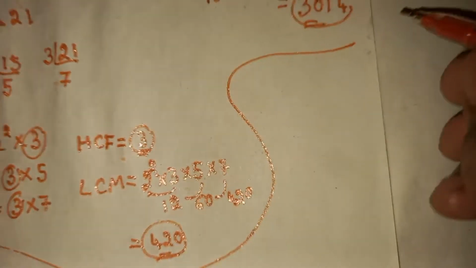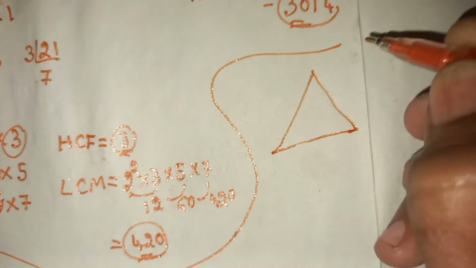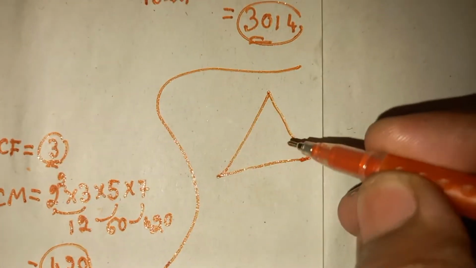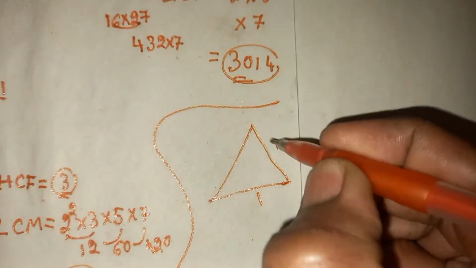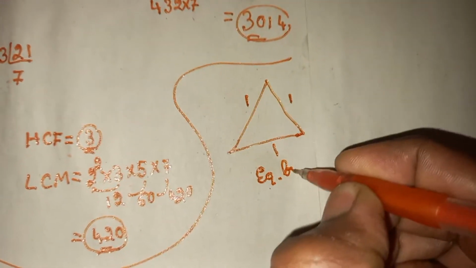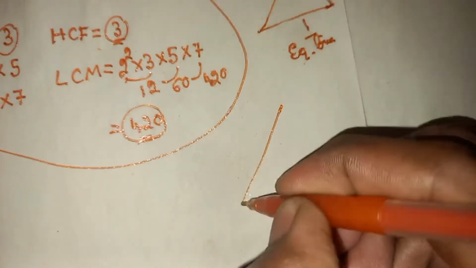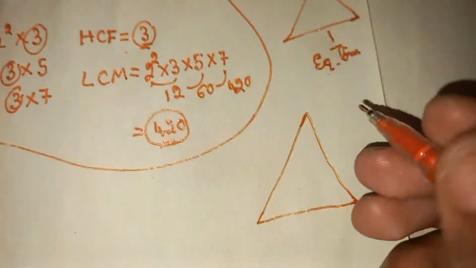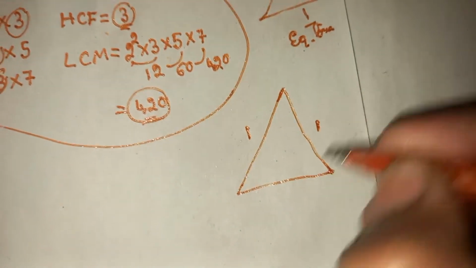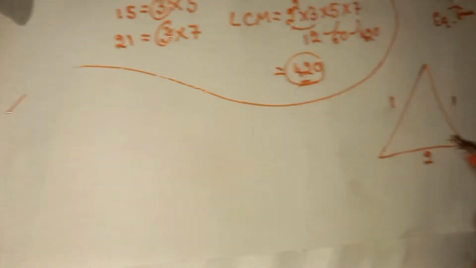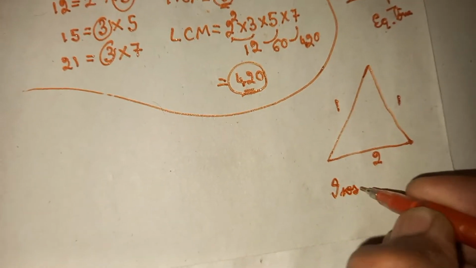You can start by taking this triangle. In this triangle, all sides are equal. It is known as an equilateral triangle. And if any two sides are equal, it is known as an isosceles triangle. Here two sides are equal and the other side has a different length.